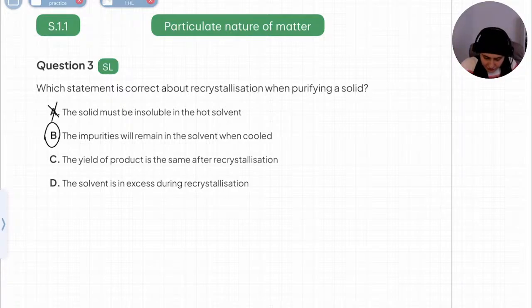The yield of the product is the same after recrystallization. Well, definitely not. We will lose some crystals. And the solvent is in excess during recrystallization. Also wrong, right? It must be a small amount of solvent to allow for easier formation of crystals.